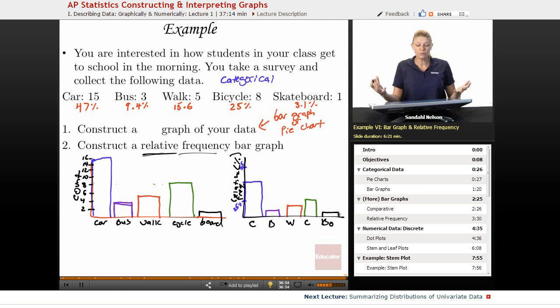Perfect. So they're going to be really similar. The shape is really similar. All that's changing with the relative frequency is we're turning it into the percents, which remember we got by saying, okay, we had 32 people total, so 15 out of 32, 3 out of 32, 5 out of 32. That gives the percent in each category relative to the other categories.